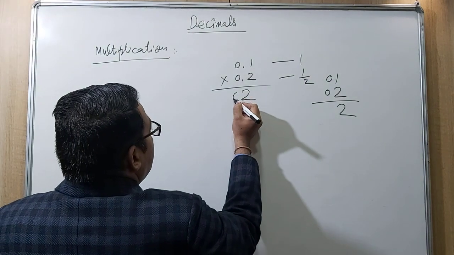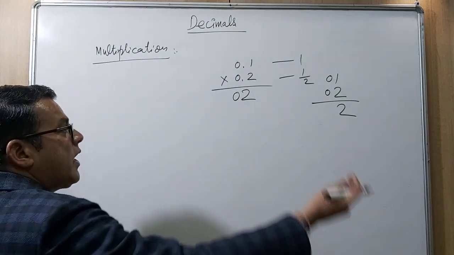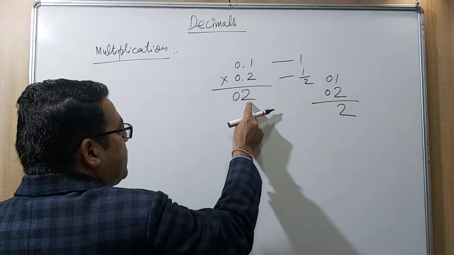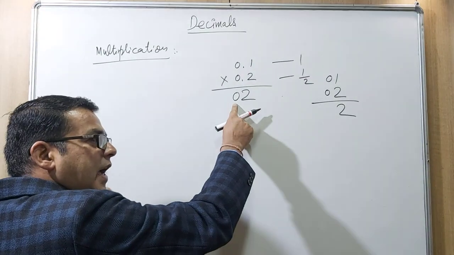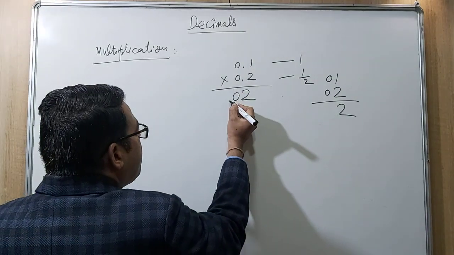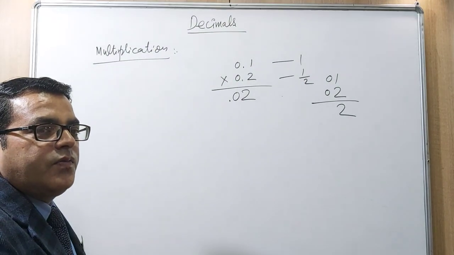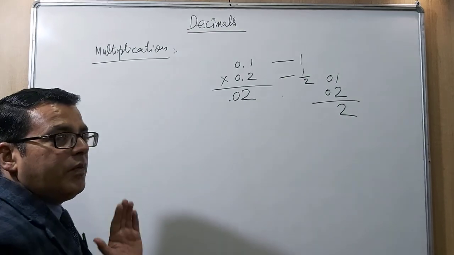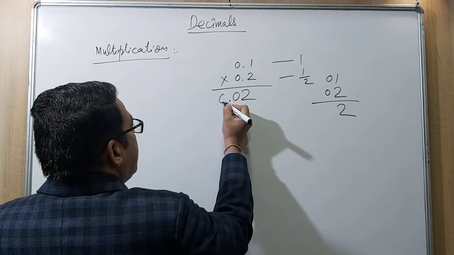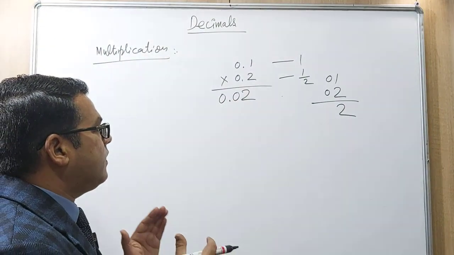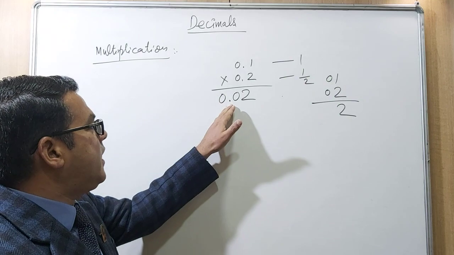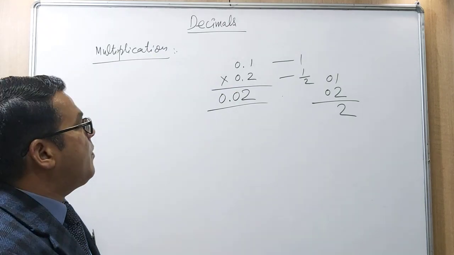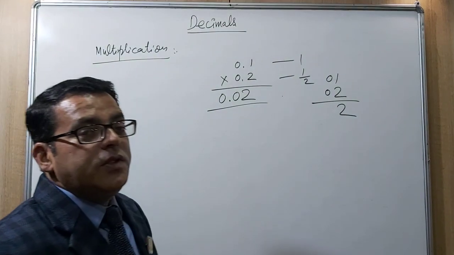We need to put a 0 before this 2, since we are counting from the right side, from right to left. So 2 is the first digit. For the second digit we add a 0, and then we can put the decimal point here. This is very important. Before the decimal point no number is there, no place is there, so we can put 0 here also. You don't write the number without it, like .02. If no digit is there, you can write 0 there. So this is the answer, 0.02, after multiplying 0.1 with 0.2.